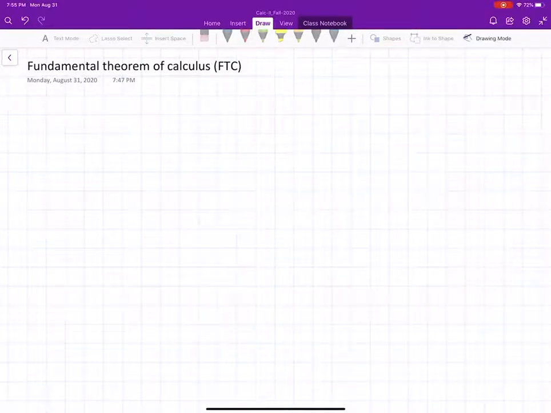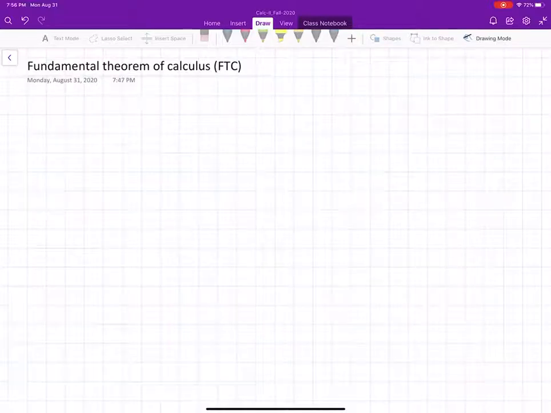Alright, today we're going to learn the fundamental theorem of calculus. This is another very important theorem in integration. This theorem has two parts. The first part is called fundamental theorem of calculus part 1. The second part is called fundamental theorem of calculus part 2. The first part is more theoretical and more abstract compared to the second part. The second part is less abstract and less theoretical.